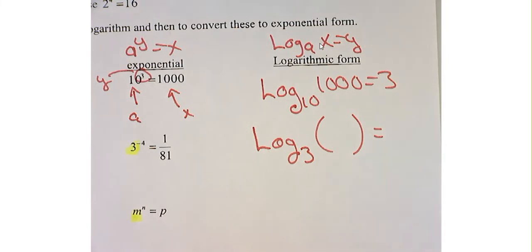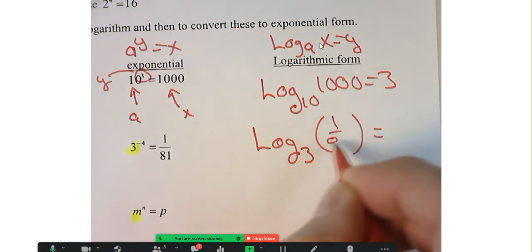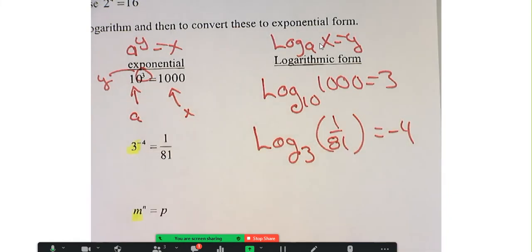Log base 3 of 1 over 81 equals the exponent, which is -4. Now that one's a little harder to check until we learn a little bit more about our calculators and perhaps a particular formula in the next section.